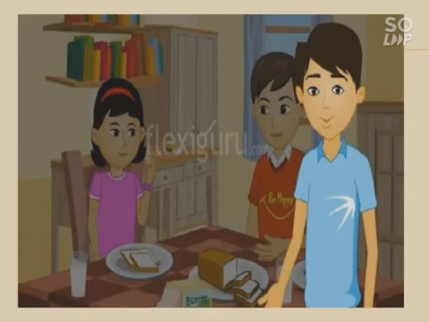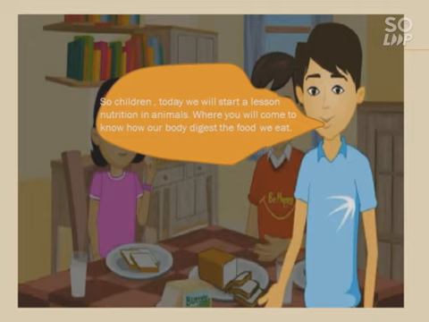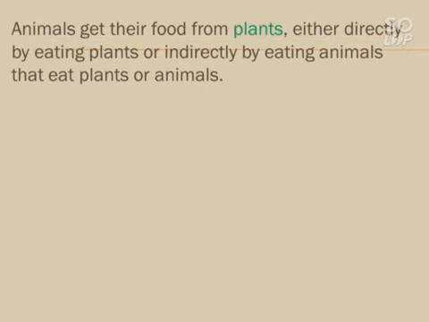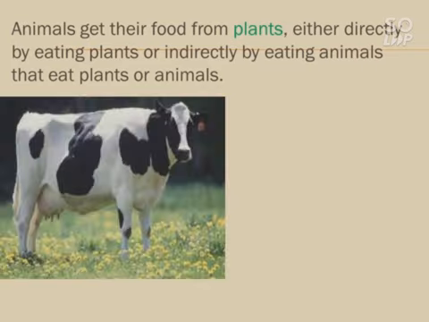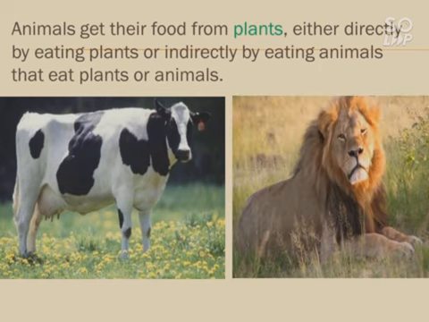So children, today we are going to start a lesson, that is nutrition in animals, where you will come to know how our body digests the food we eat and how the unwanted particles are removed from our body. Children, as you know, animals get their food from plants either directly by eating plants or indirectly by eating animals that eat plants or animals. As you can see here, that cow is dependent on grass. Lion is dependent on the flesh of the other creature or other animal which eats plant.